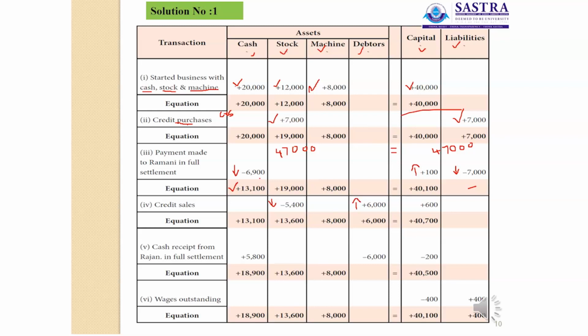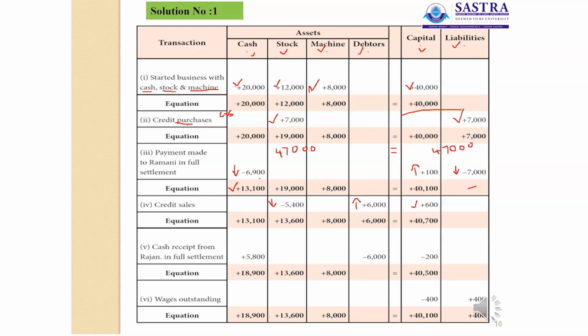So that profit will increase the amount of capital. Profit on sale of goods, so 600 is a profit that should be increased. The amount of capital plus 600. Now you have to apply the equation. Rupees 13,100. Here there is no effect on the cash.